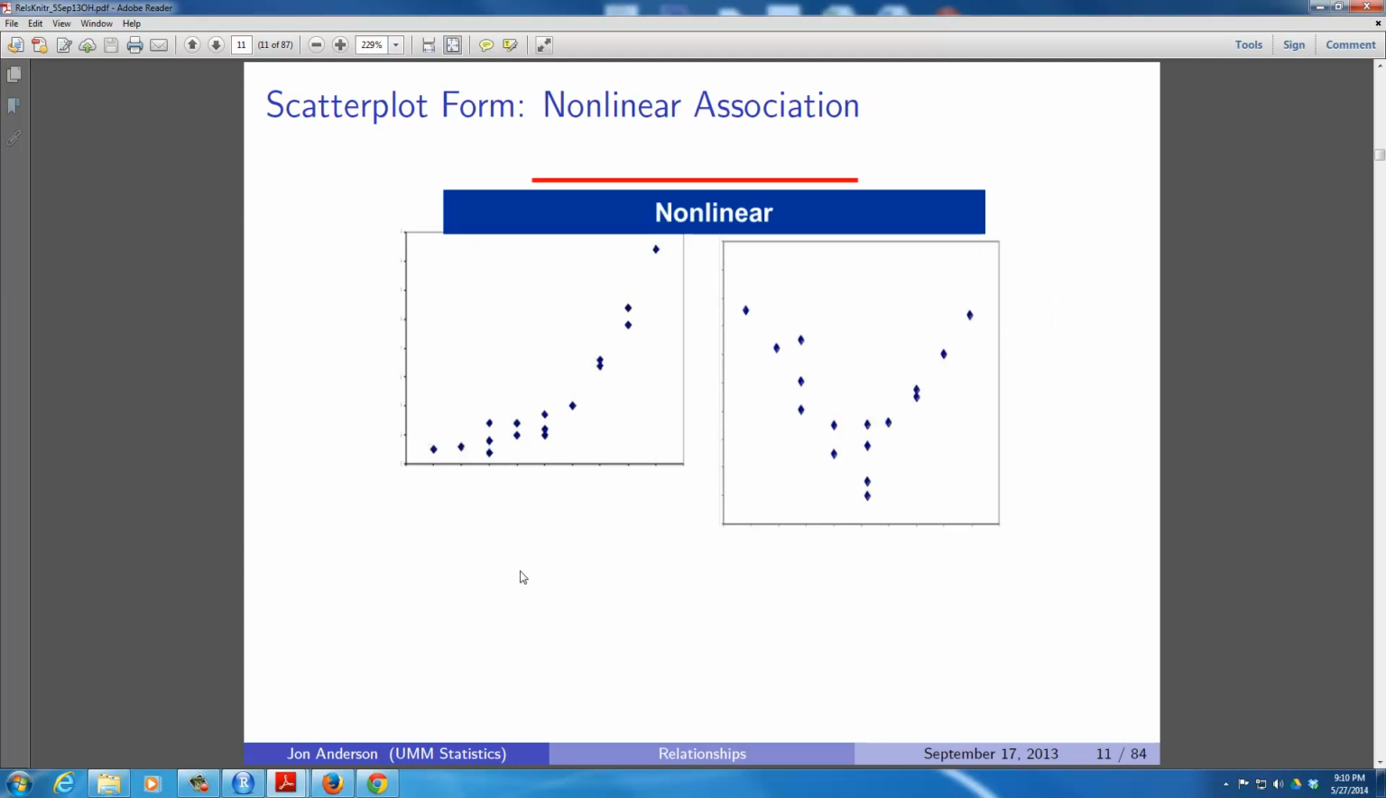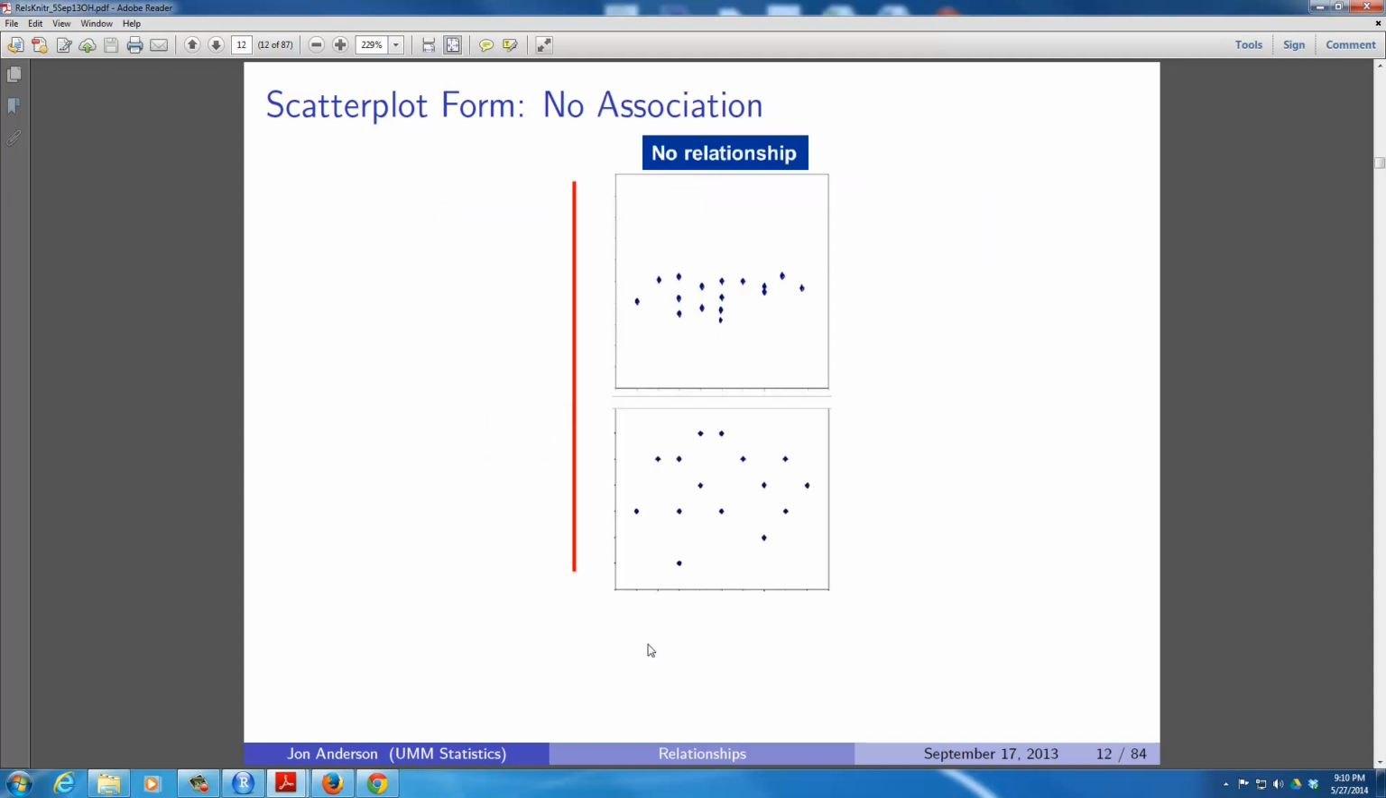Here are some examples of nonlinear form patterns, and you can see very obvious curves in the scatter plot, and these would be called nonlinear association patterns. Here are a couple of scatter plots that have no association or no evidence of any association between the horizontal axis variable and the vertical axis response variable. No discernible upward or downward trend in either of those plots.